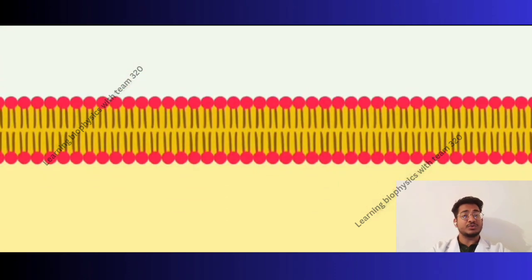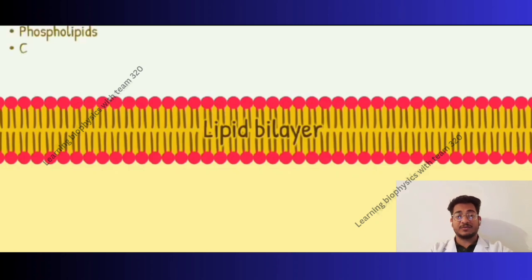First is lipids. The lipids are arranged in two layers like a sandwich, and thus they make a lipid bilayer, and it mainly has two types of lipids, phospholipids and cholesterol. Along with them, there are other types of lipids as well. Phospholipids are by far the most abundant among them.